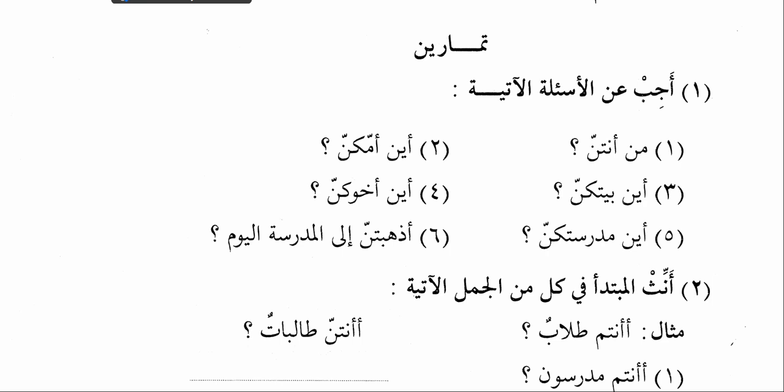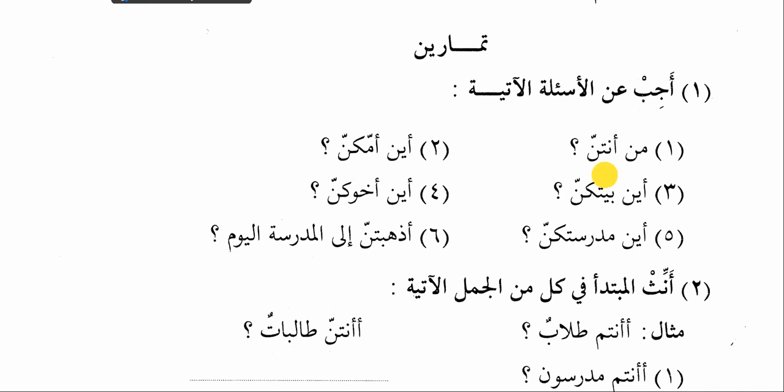First of all, the first question is Man antunna. So man antunna means who are you all? So the answer will be Nahnu Banatu Sheikh Abbasin. Who are the girls? They are the daughters of Sheikh Abbas. Aina Ummukunna? Where is your mother? So what will be the answer? Here, fi Riyadi. As you can find it in the lesson, she is in Riyadh.